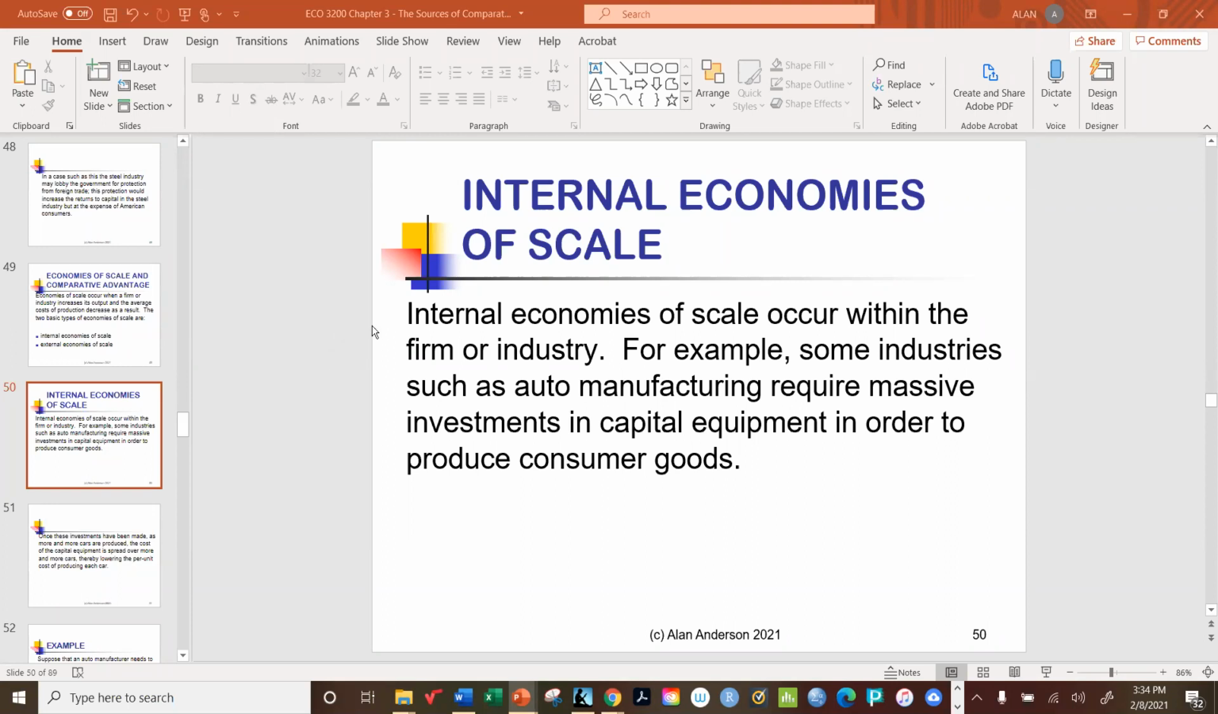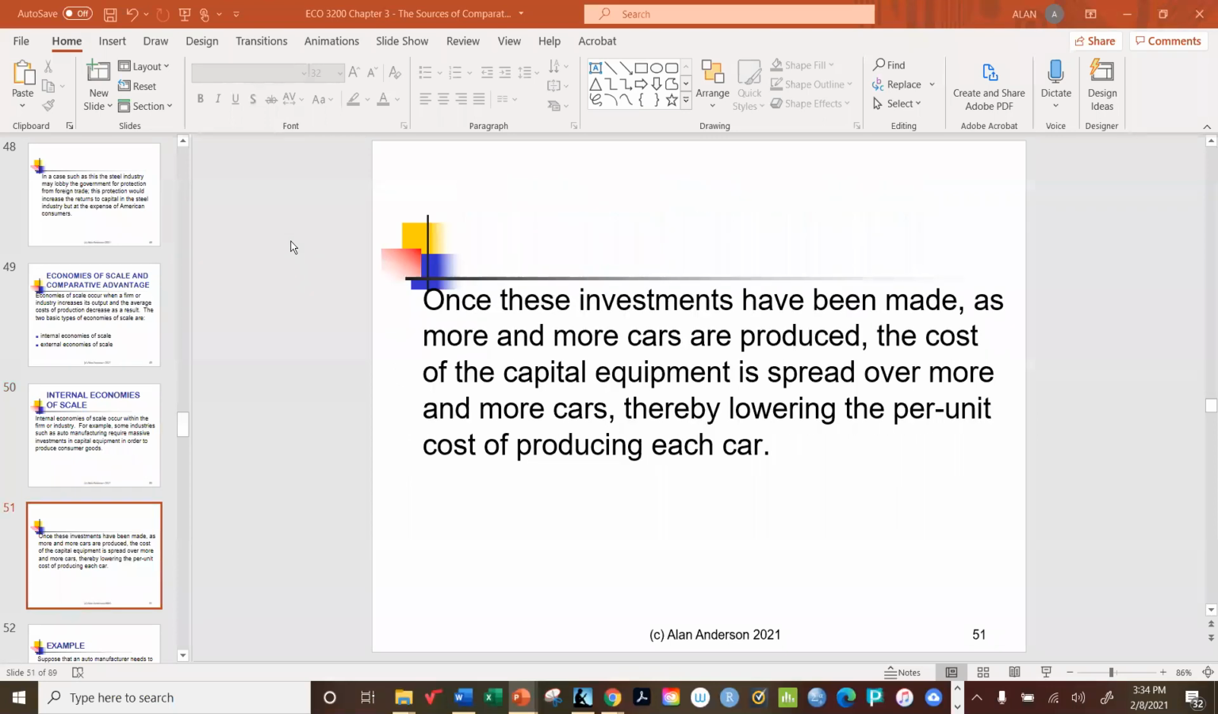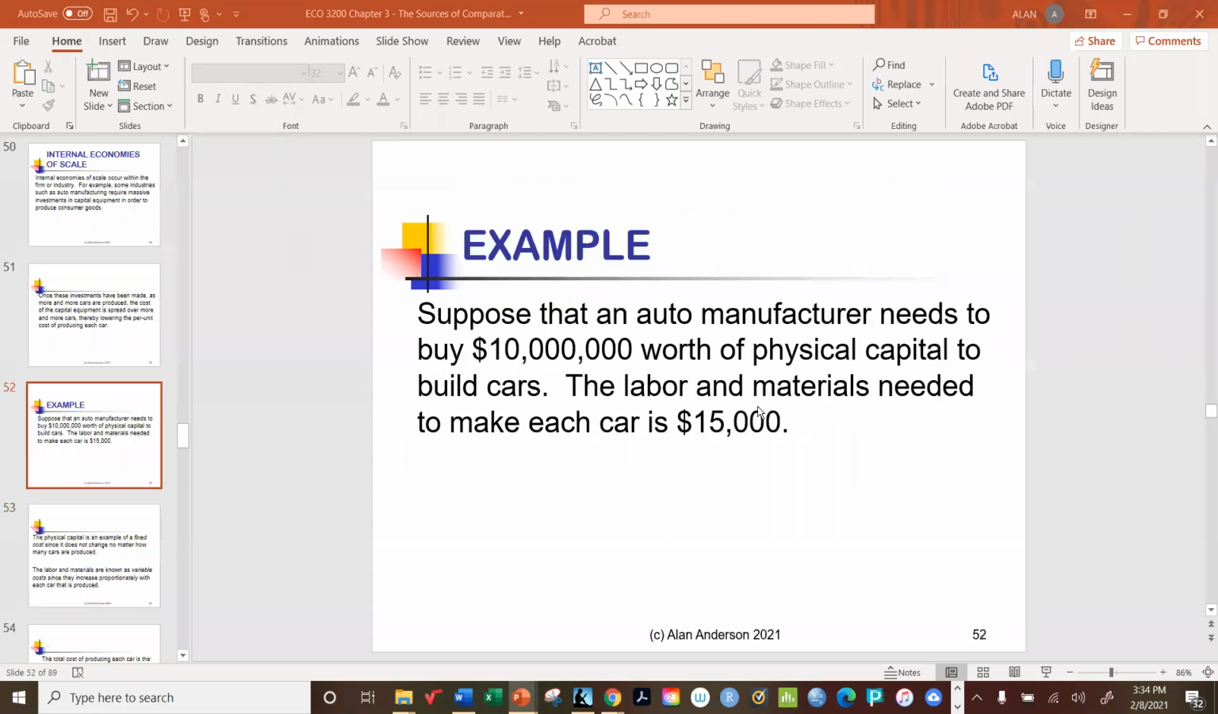Because a lot of the expenses are fixed no matter what volume we sell. So the more we sell, the lower the cost per unit will be. All right, so now for cars, once we've invested in all this equipment, the more cars we make, the more the cost of this equipment is spread out over a larger number of cars, and the cost per unit is actually going down. Now, I think once you see this numerical example, this will help a lot.